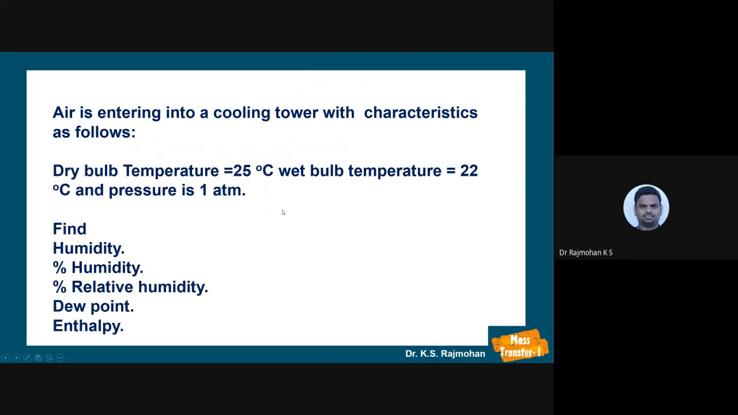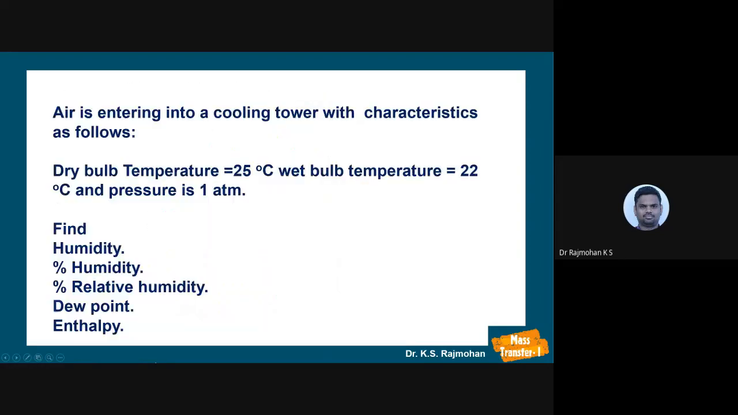Please take down this next problem. We have air entering into a cooling tower with characteristics as follows: dry bulb temperature is 25 degrees Celsius, wet bulb temperature is 22 degrees Celsius, and the pressure is 1 atmosphere. Find humidity, percentage humidity, relative humidity, dew point and enthalpy. Okay, so how to solve this problem?